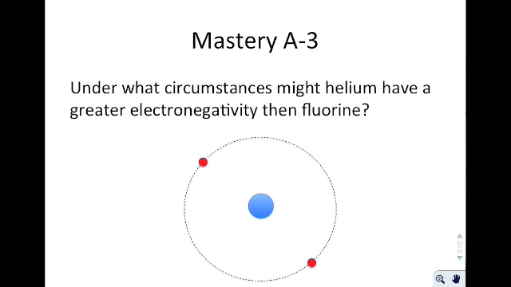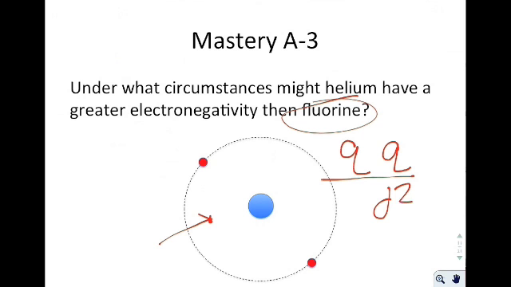Mastery A3, it says, under what circumstances might helium have a greater electronegativity than fluorine? Fluorine actually has the greatest electronegativity. It wants an electron more so than anything else. And I want to say, well, how can I make helium want an electron more than anything else? Now, if you were to look at Coulomb's law, we have charge, charge, and distance squared. So the only advantage that helium has over fluorine is the fact that the electrons are much, much closer to one another. In other words, if I have an electron right here, it can be attracted to the positive nucleus because the distance is so much smaller.